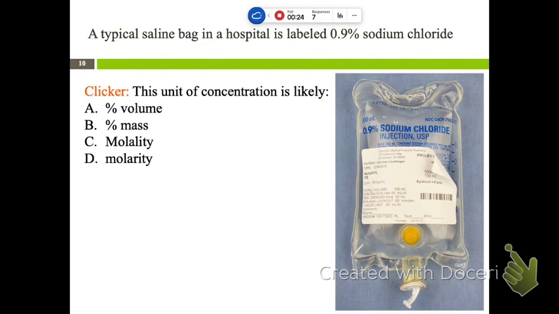Sorry. So we have a saline bag. All saline bags are 0.9% sodium chloride. It doesn't say the units. This wasn't a chemist that printed this bag. So what do you think are the units? And maybe I'll even specify here.